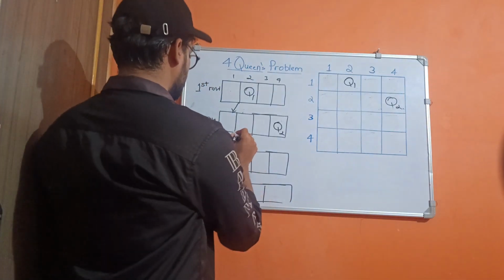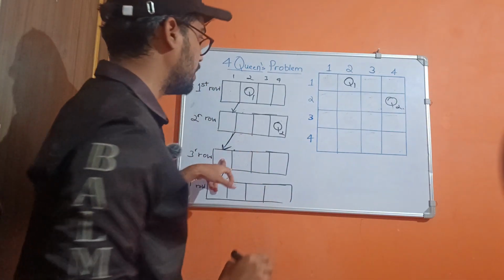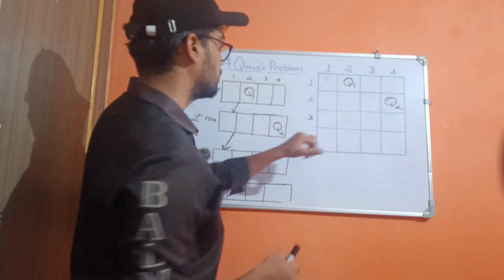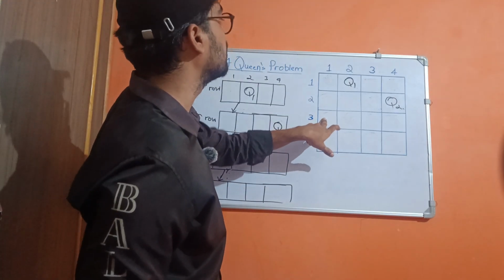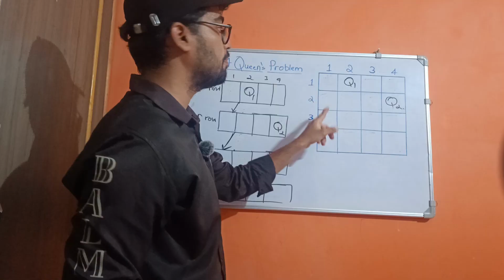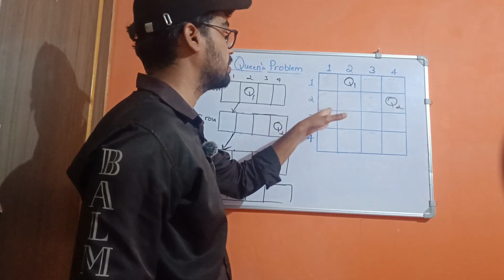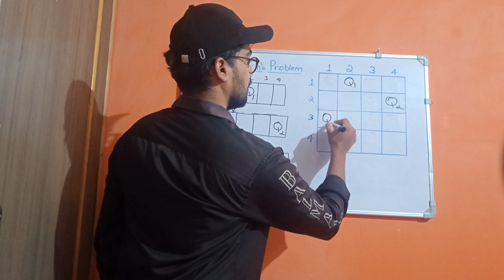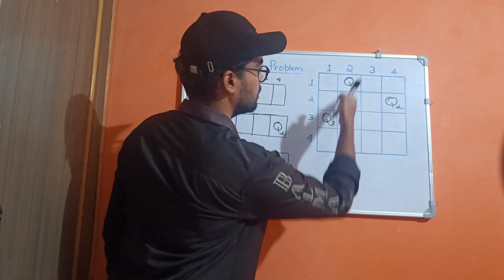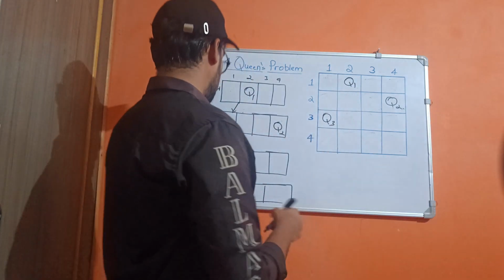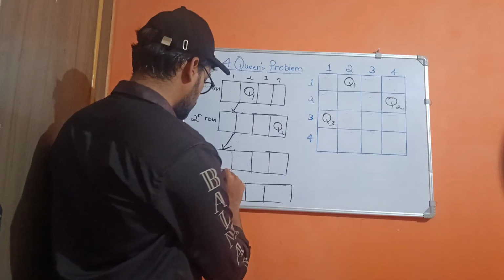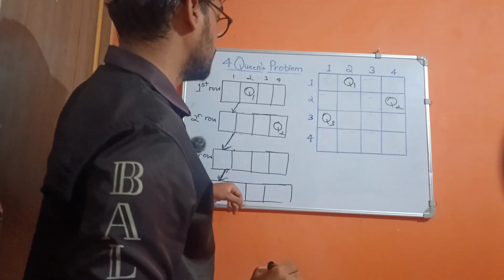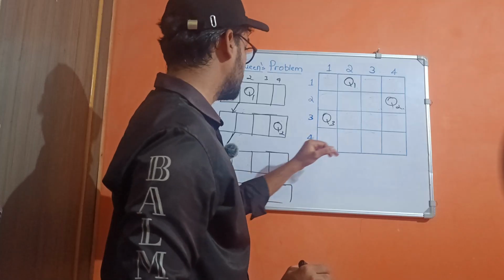Now I come to the third row, that is queen 3. Now I will check whether I can place it in this row. Can I place it here? I think I can place queen 3 in the third row and first column, because it's not going to attack anyone. Then I'm going to place queen 4 in the fourth row. So I will check for queen 4.